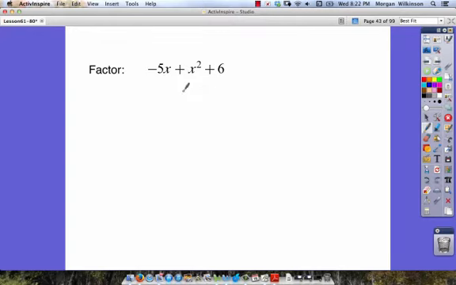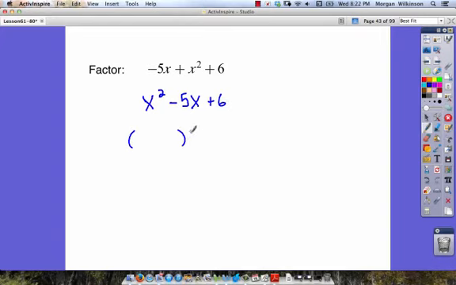Negative 5x plus x squared plus 6. Now this problem's tricky because whenever we do these, we want to make sure we have the problem in descending order of the variable. So let's rewrite. We want the x squared out front. Then we're going to have minus 5x. Then we're going to have plus 6.